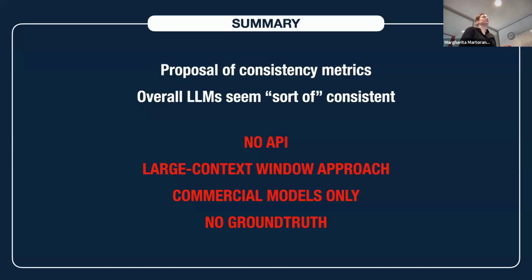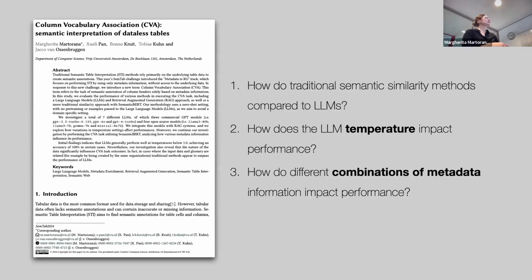But as I said, we didn't use the API. It was a large context window approach, so it wasn't great if you are using a lot of data. We still found the LLMs were consistent, but we wanted to go a bit further. We were lucky enough that the Semantic Web Challenge, part of a challenge at the ISWC conference, came up, and the challenge itself was pretty much based on what we were doing. The challenge was to annotate metadata from tables, without the data itself, and map it to a controlled vocabulary.